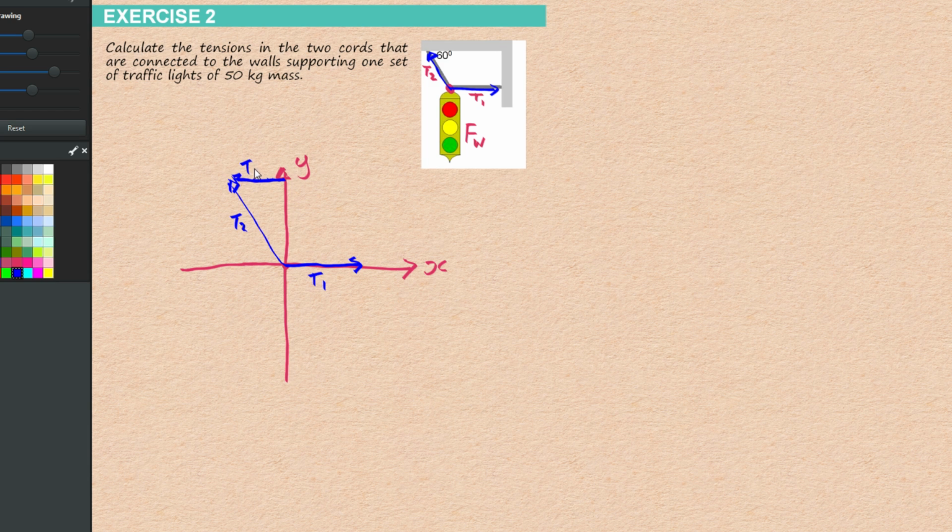This here is the x component of T2. I should draw this one in while I'm here. This was the y component of T2. The angle is given to us as the angle from this line at the top to this vector. So this here is given to us as 60 degrees, and I know that there is 90 degrees between the x-axis and the y-axis.